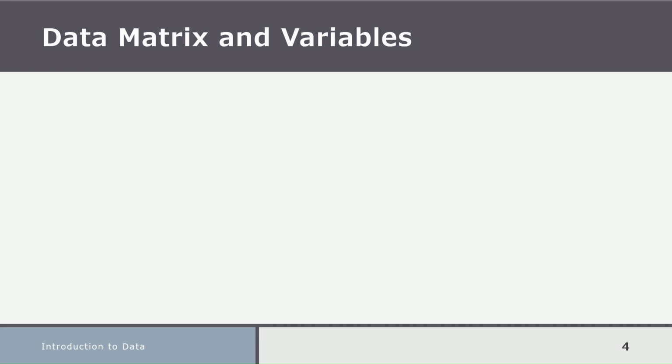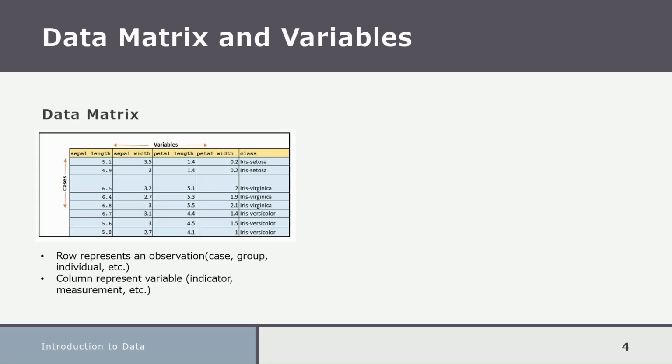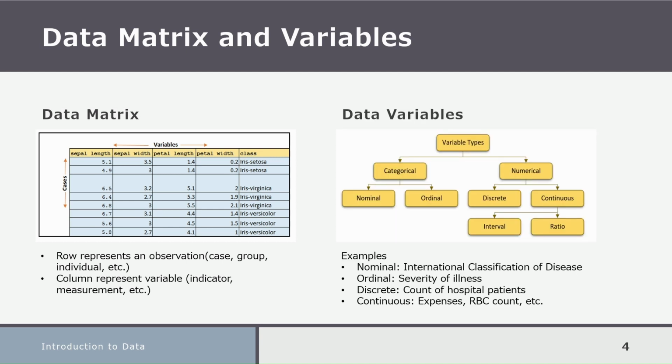Data matrix and variables. Coming to data matrix, it's basically a table or a data frame which includes both rows and columns. The rows represent an observation. It can be a case, a group, or an individual. And a column represents a variable. It can be a measurement or an indicator.